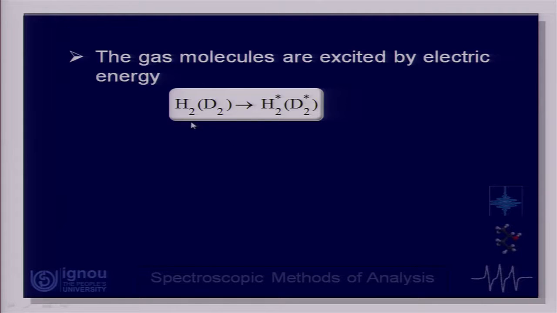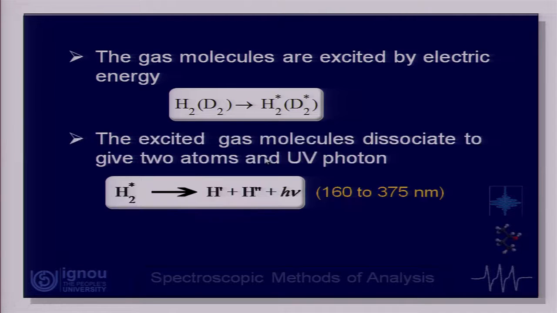So, the first step is that these gas molecules, hydrogen or deuterium, get excited. Once they are excited, these molecules are unstable, so they break down. An excited hydrogen molecule breaks down to give two hydrogen atoms, shown here as H prime and H double prime, and also gives radiation in the UV range. This hv is the photon coming out, and I get a wide range of photons, from 160 to about 375 nanometers.